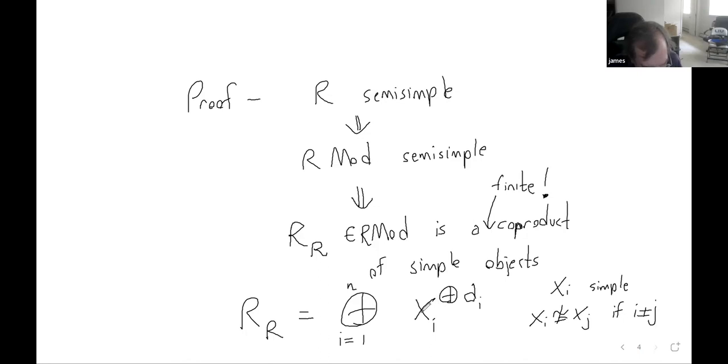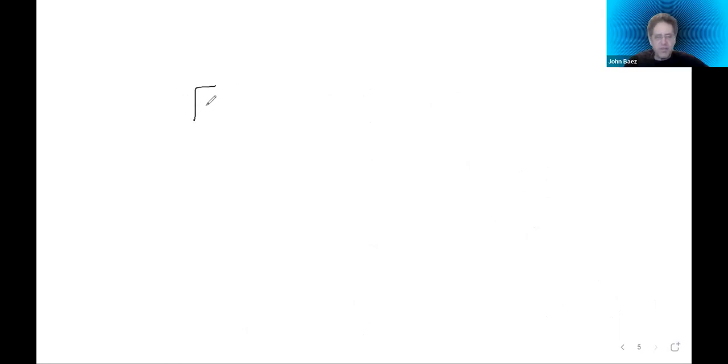And then there are no morphisms, except zero, between non-isomorphic simple objects. So there's no crosstalk between different simple objects. But when you have a simple object with some multiplicity showing up, this is like xi summed with itself some number of times, then the endomorphisms of that will give us a square matrix, a di by di matrix of endomorphisms of that simple object. So we just calculate it that way, which required that these coproducts were biproducts, by the way.